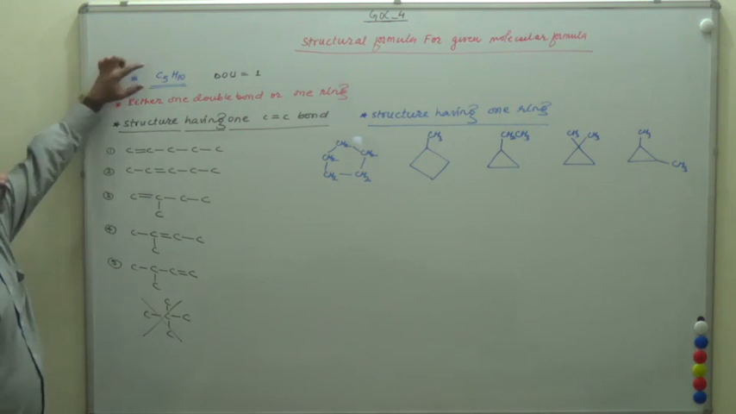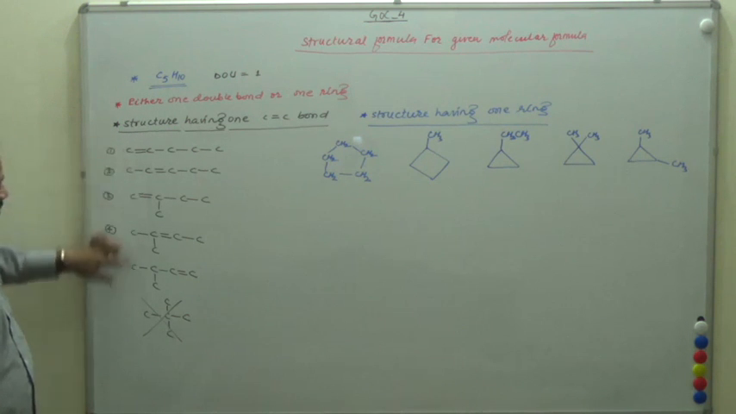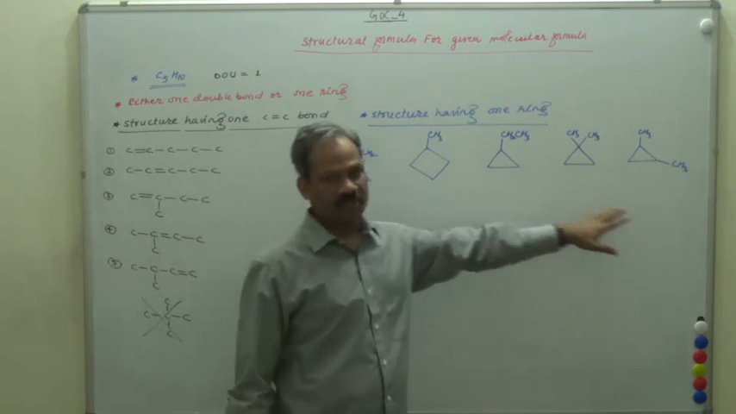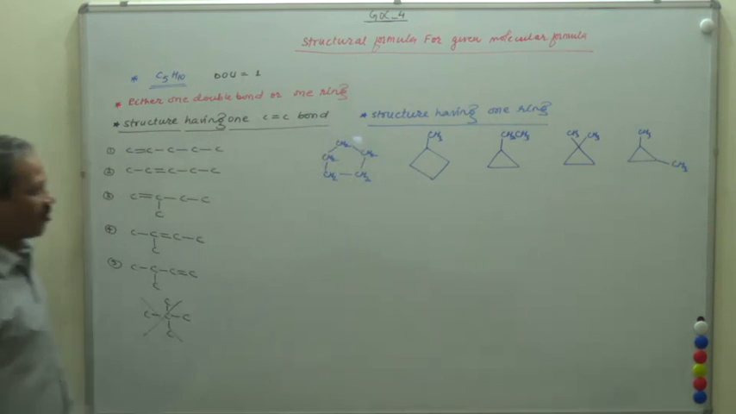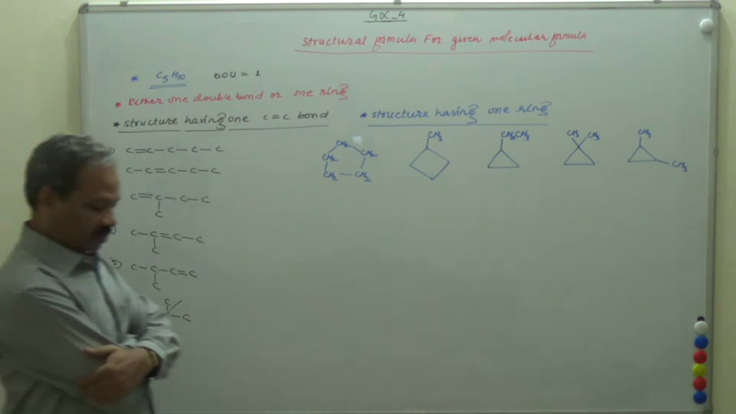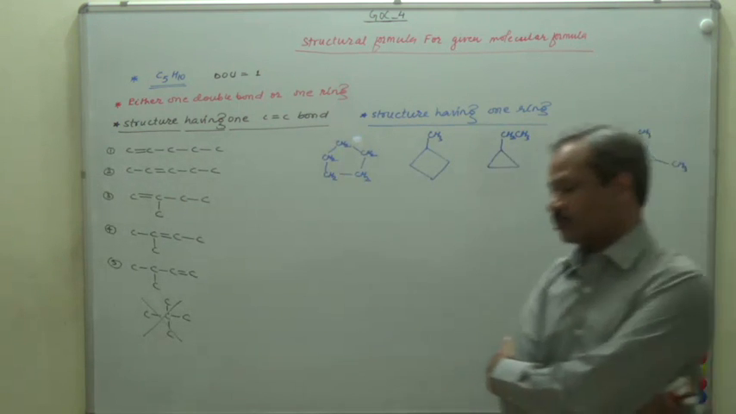So for this molecular formula, all these are the open chain structures and these are the closed chain structures. So this is the advantage of knowing the degree of unsaturation.